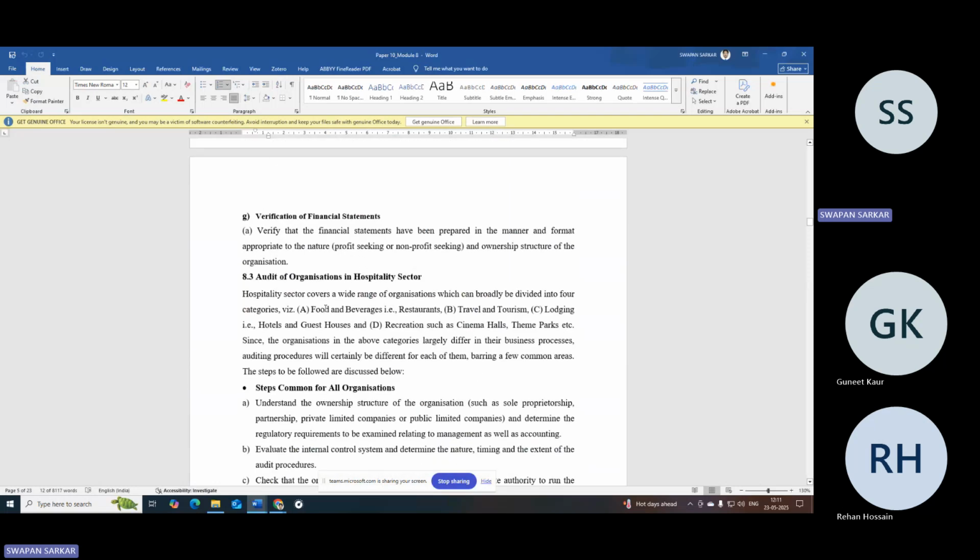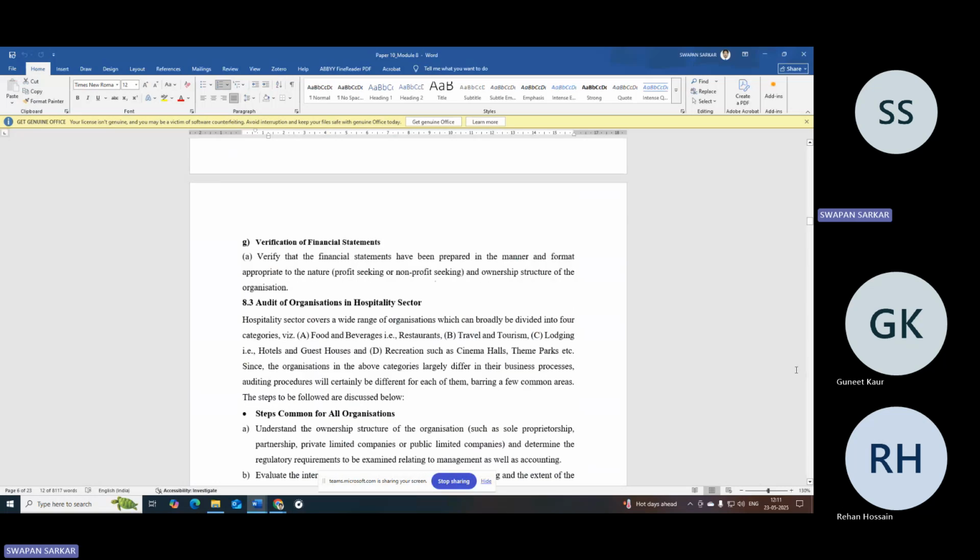Finally, verification of the financial statement. Verify that the financial statements have been prepared in the manner and format appropriate to the nature and ownership structure of the organization.